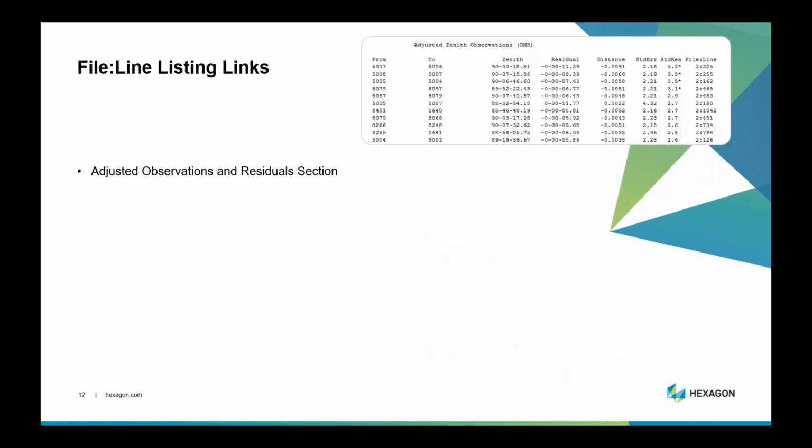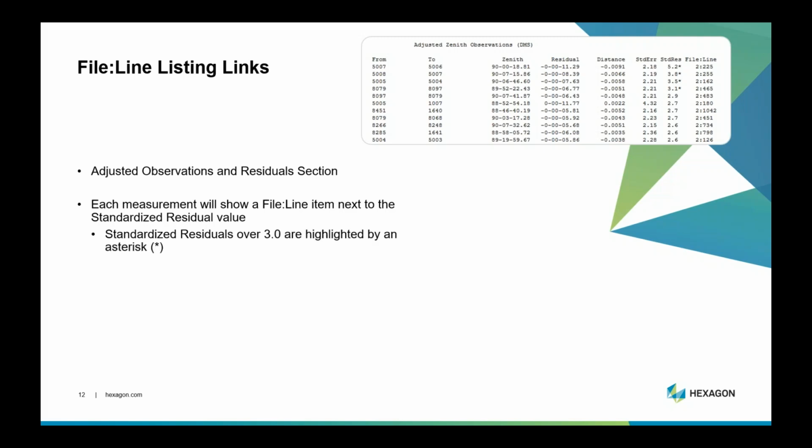The file and line items, these can be found in the adjusted observations and residual section, and they're also in the new auto adjust section as well, so that you can find your data. Each measurement will show a file and line item next to the standardized residual value. So that's over on the right side there, the top one being that 2:225. The standardized residuals here are marked by an asterisk with anything over 3. This is what I was referring to with the auto adjust, where that's the standard value there for marking any outliers.